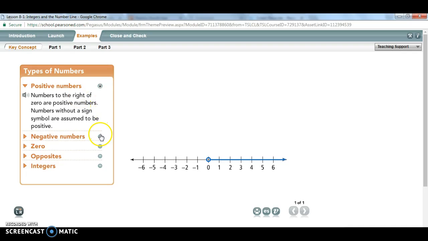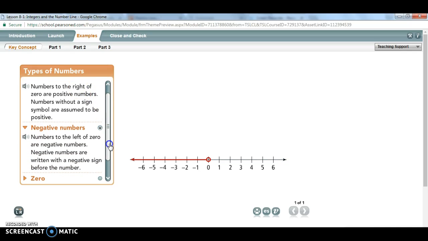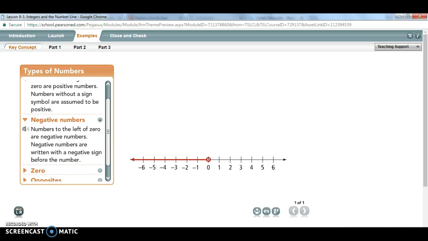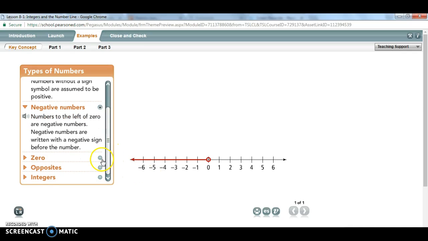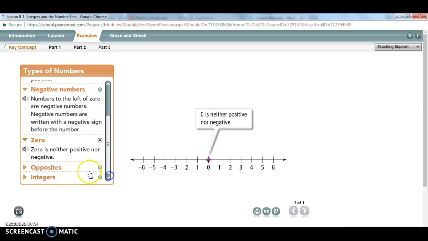Next up is negative numbers. Numbers to the left of 0 are negative numbers. Negative numbers are written with a negative sign before the number. So, all of these right here, negative. There's -1, -2, -3. Those are negative numbers. Next up we have 0. It's neither positive nor negative. It just sits right there in the middle. So positive numbers, negative numbers, and 0.